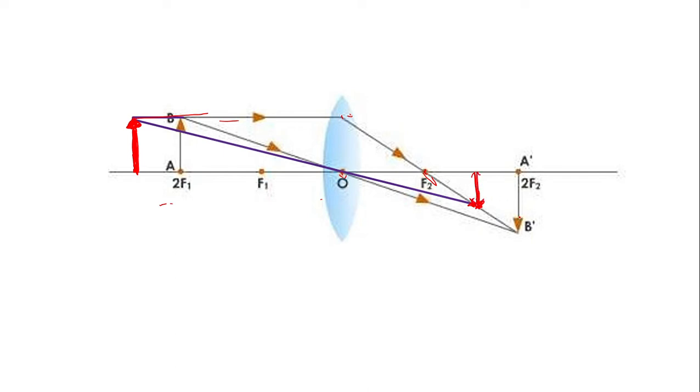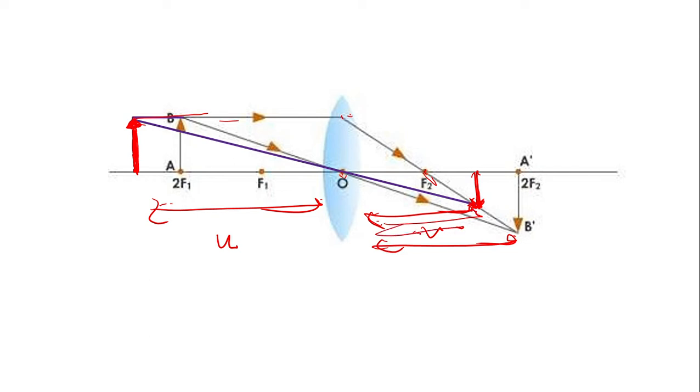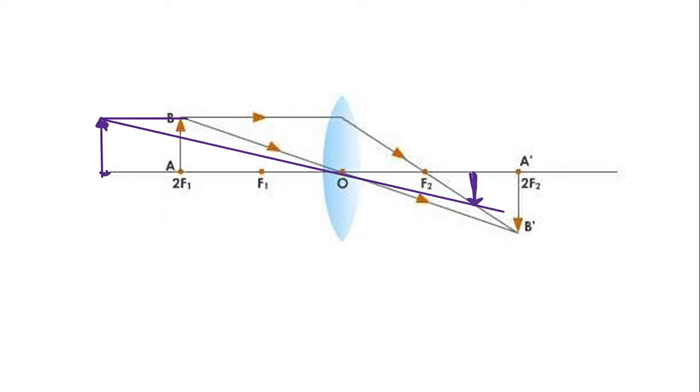Now you see the size of the image has reduced because the distance u has increased. Why? Because this line is now intersecting over here. So when you increase u, this distance decreases, so v has decreased. Earlier v was over here, now v is over here, so v has decreased and u has increased. Let's take one more example. When we increase it further, it reduces further. The size of the image keeps diminishing, becoming smaller and smaller, and the distance keeps reducing.